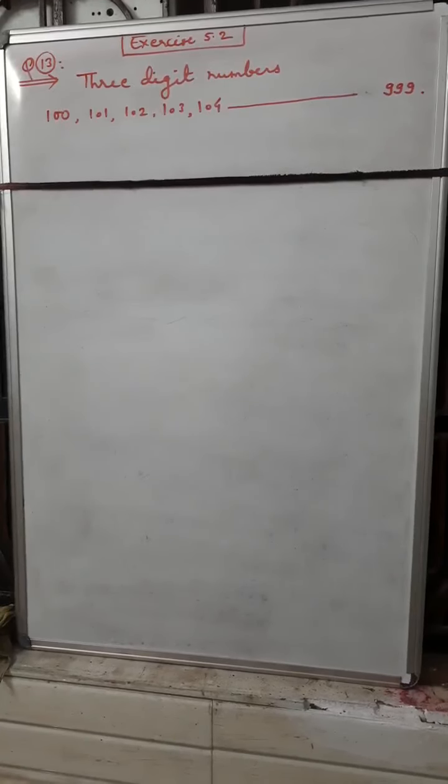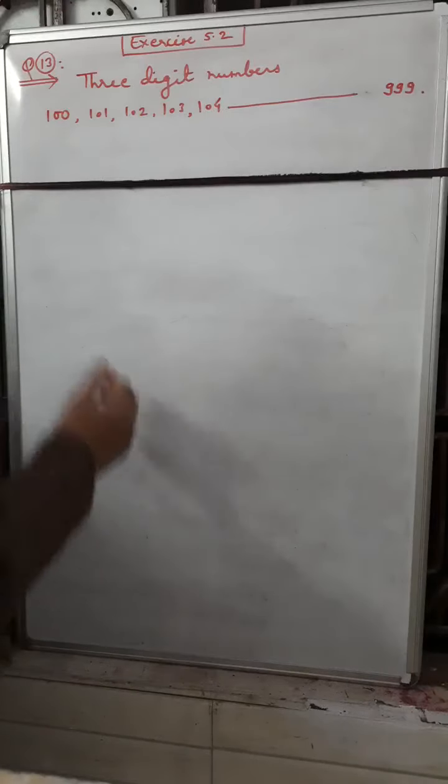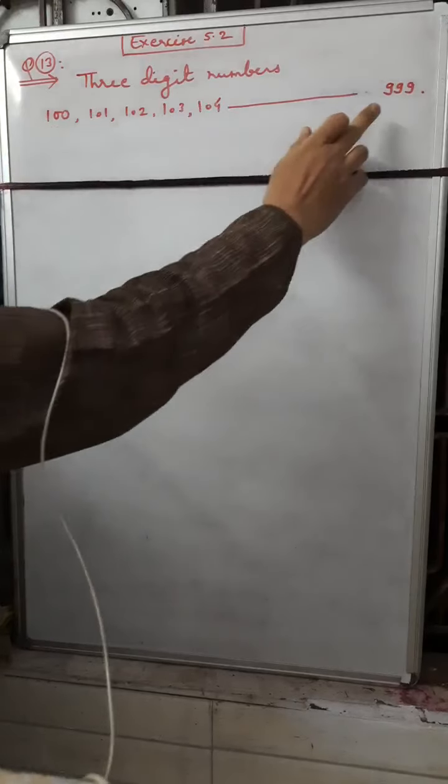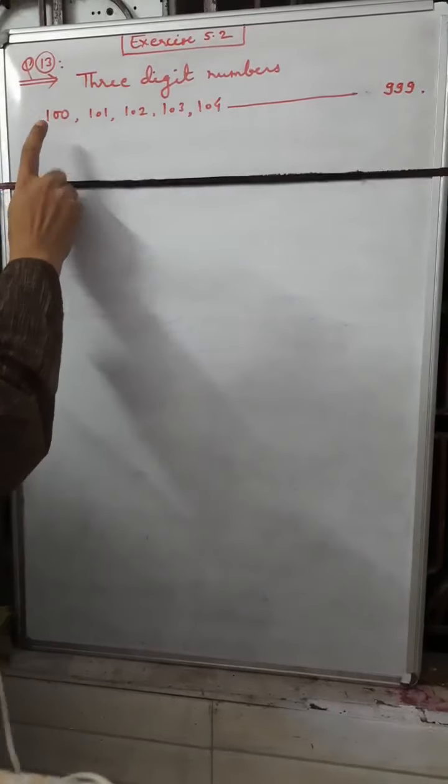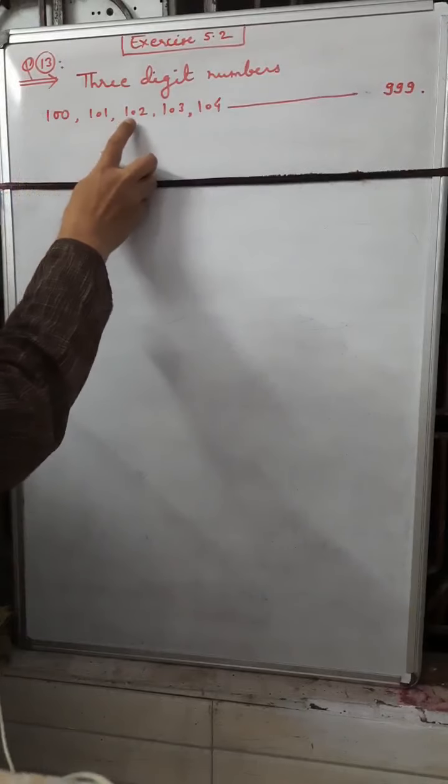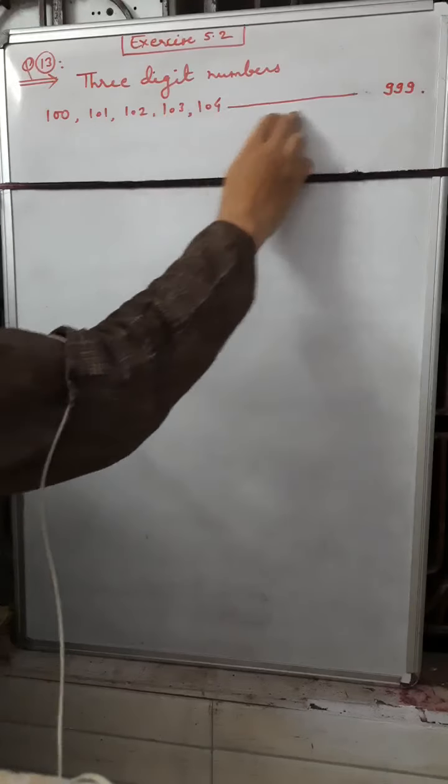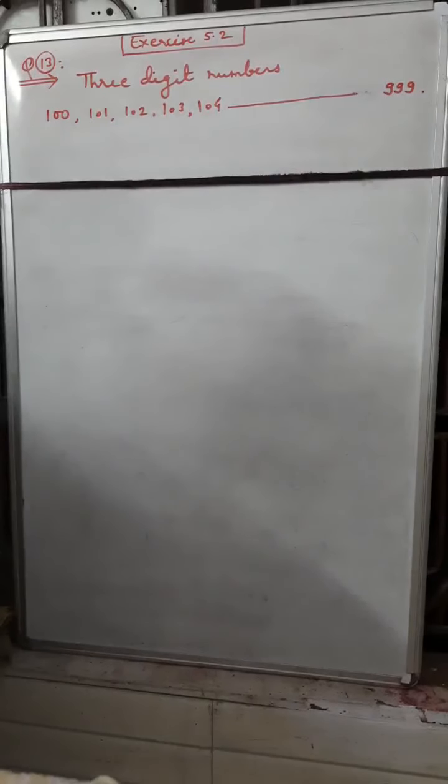Students, now we will solve question number 13 of exercise 5.2. Question number 13 is: how many 3-digit numbers are divisible by 7? How many 3-digit numbers are divisible by 7? So 3-digit numbers, we know, start from 100 and go to 999. That means 100, 101, 102, 103, 104, 105 and so on up to 999. So these are 3-digit numbers.